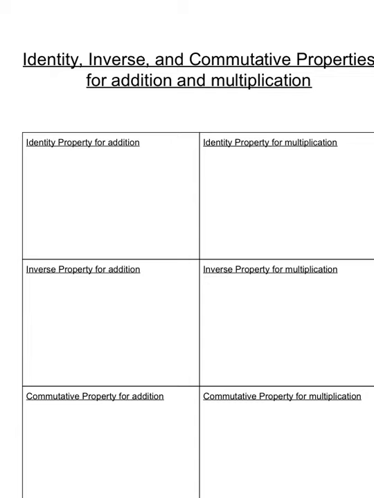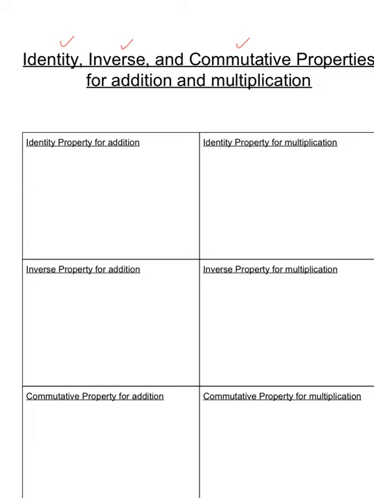Hello, today I'm going to teach you properties of numbers. We have identity property, inverse property, and commutative properties, and also we have associative property and distributive property, which we're going to discuss tomorrow. Today we just discuss about three properties.